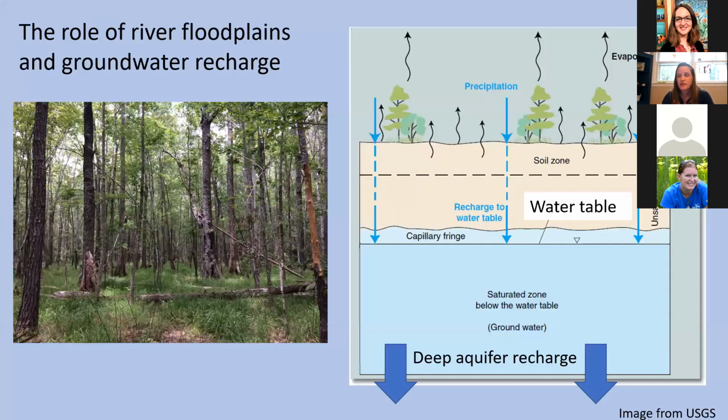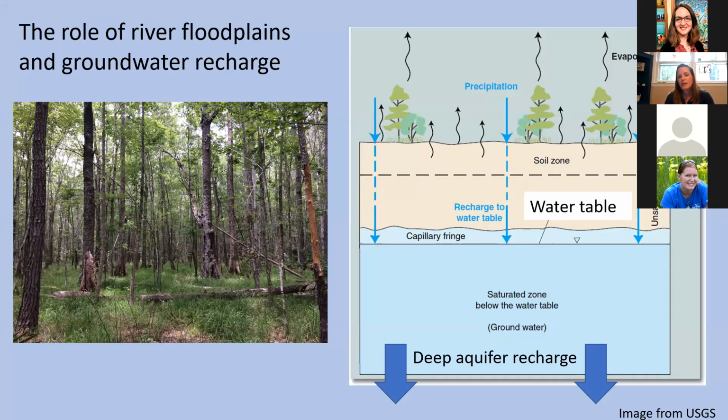Speaking of groundwater, because groundwater is my scientific specialty, many think that groundwater and surface water systems are disconnected, but in fact, they're not. Our groundwater systems are connected to rivers through floodplains. This picture over here on the left is a picture of a swamp, and we can think of this area as a groundwater recharge area where these rivers and streams interact with the water table.